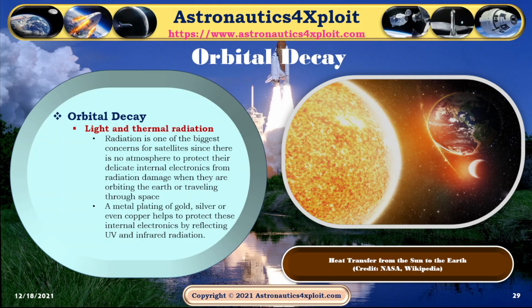Radiation is one of the biggest concerns for satellites since there is no atmosphere to protect their delicate internal electronics from radiation damage when they are orbiting the Earth or traveling through space. A metaplating of gold, silver, or even copper helps to protect these internal electronics by reflecting ultraviolet and infrared radiation. This picture shows heat transfer from the Sun to the Earth.